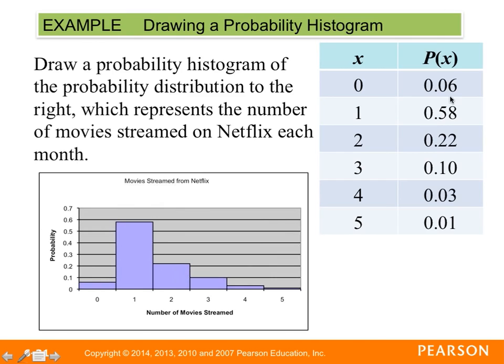So for example, 0 movies is 0.06, so that's somewhere between 0 and 0.1. 1 is the highest bar, 0.58, so that's pretty close to the 0.6. So you can see we have just a probability histogram right here that represents the same data, except just a little more visually than a table.